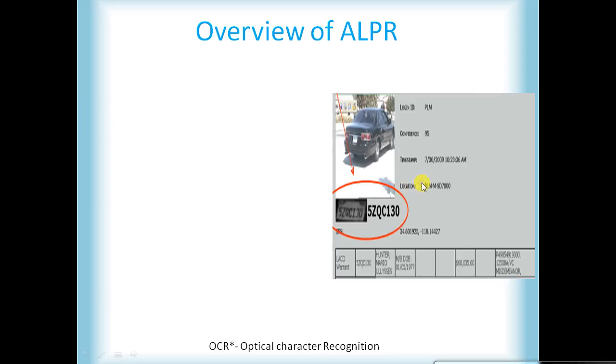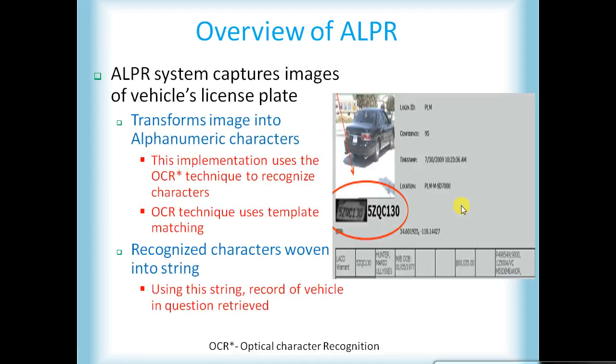So this image on the right hand side shows the conceptual overview of the LPR system. So we have a car and we take an image of the car and we separate the number plate of the car from the whole image of the car, and then we recognize the characters inside the number plate. Using this number plate we retrieve the record of the vehicle, which is shown like this. So what ALPR actually does is it transforms the images into alphanumeric characters. So this is done using the OCR technique in this particular project. So when this OCR technique recognizes the characters, it is woven into a string, and using this string the vehicle record is retrieved.